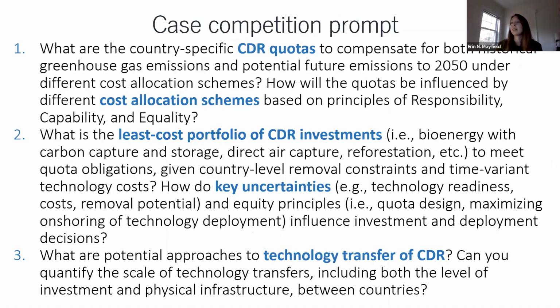So the main case competition questions were, what are the country-specific CDR quotas to compensate for both historical greenhouse gas emissions and potential future emissions to 2050 under different cost allocation schemes? And so they were also prompted to understand how the quotas will be influenced by different cost allocation schemes based on principles such as responsibility, capability, and equality, or whatever else the team came up with.